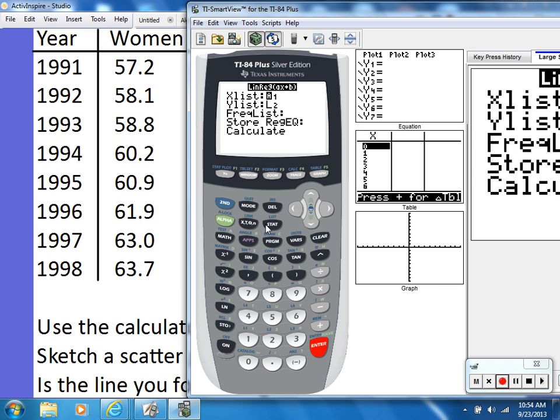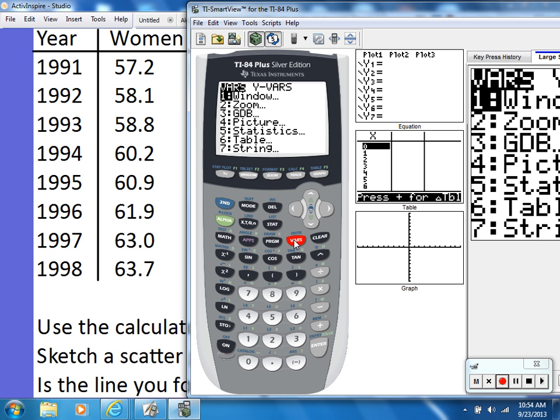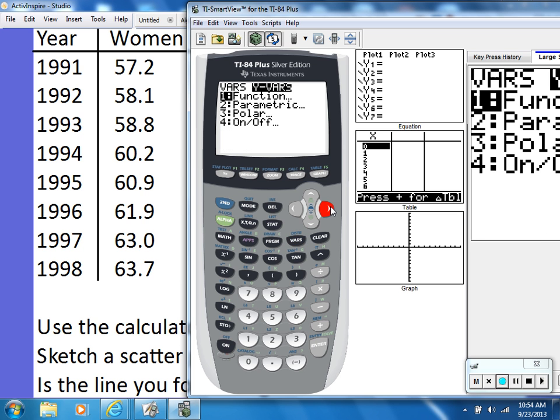It'll do that also. So my x's are in list 1. My y's are in list 2. And then the rest of this, do you guys have the store regression equation? Oh, perfect. Okay, go down to that one. And if I do this right, now I've not done this before, so this is interesting. We're going to click on the word vars. I have it highlighted up here. And then click over.